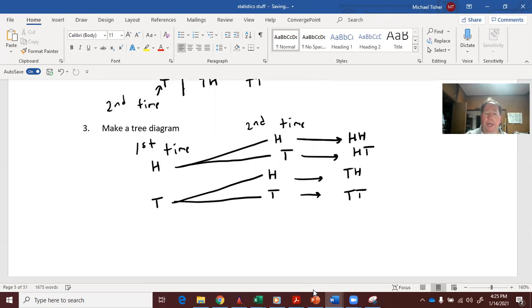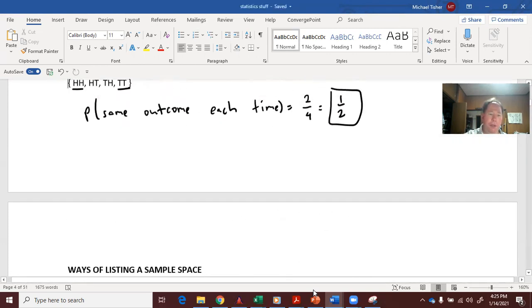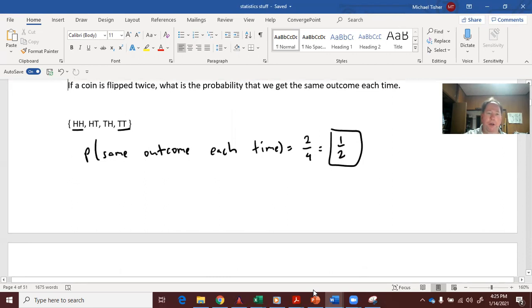Okay. Now, when you have a really large number of possibilities to go through, a tree diagram and even a table can get very long and laborious and time consuming. And so feel free to use whatever way works for you. You can make a tree diagram, you can make a table, or you can use the set notation like we did right here in this example in order to make the sample space.